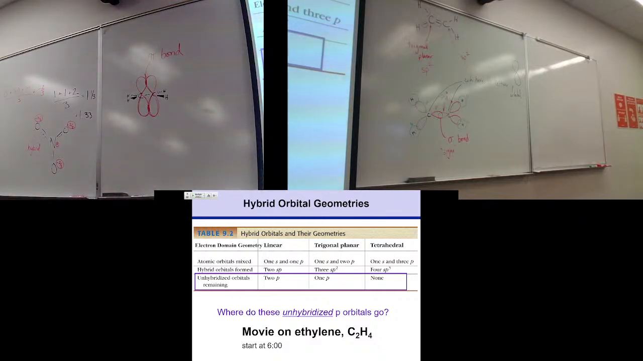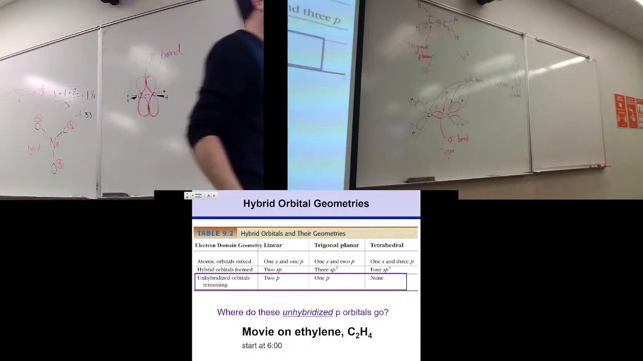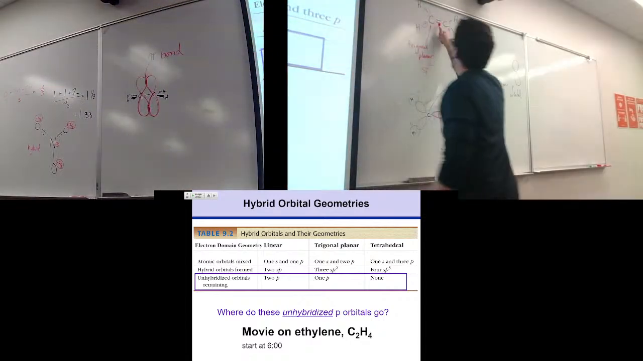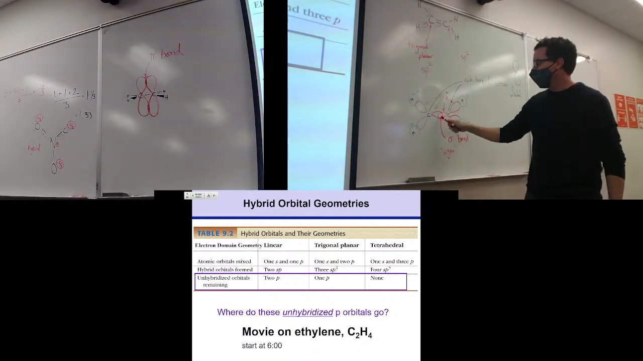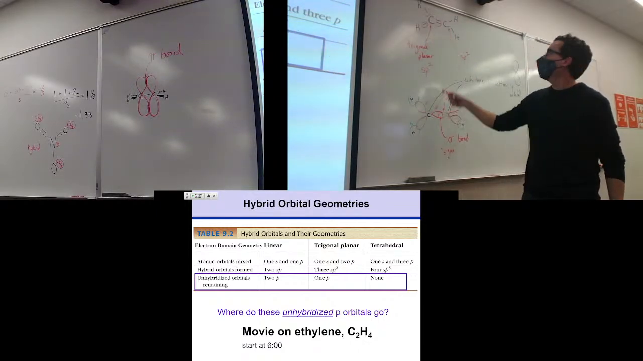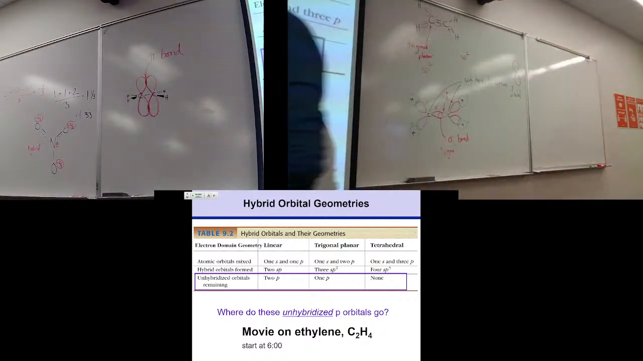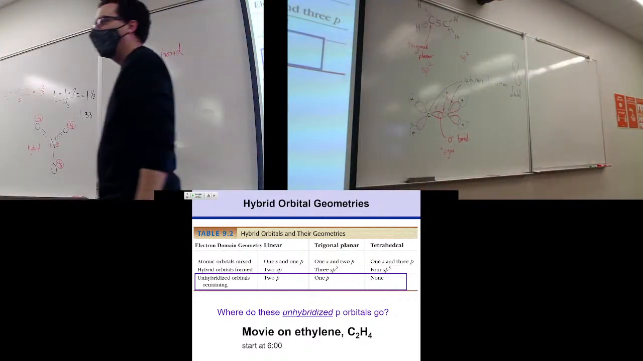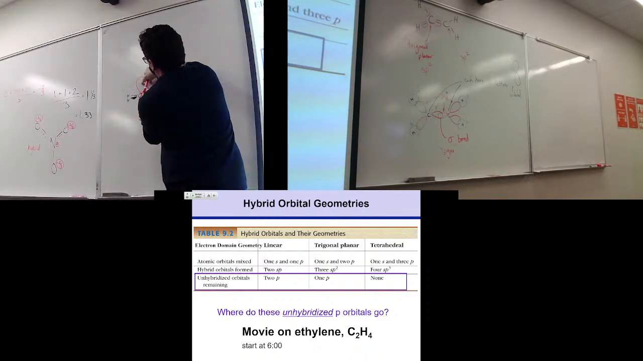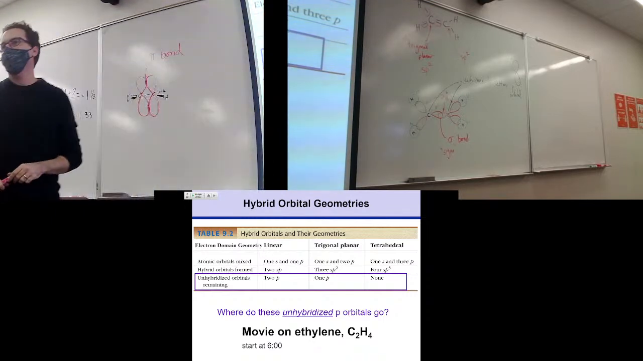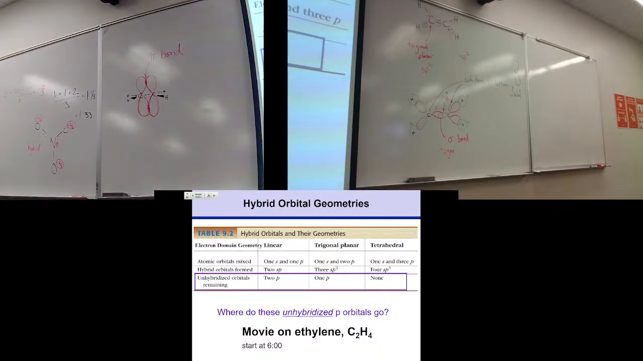So the p orbitals that are left alone or unused are equally important. And in this case, remember what the Lewis structure is. There is a double bond between the two carbons. So the first bond of that double bond is the sigma bond. The second part of that double bond is the pi bond. So there's a pair of electrons here, and there's a pair of electrons in these things too. And that's where the double bond comes from.